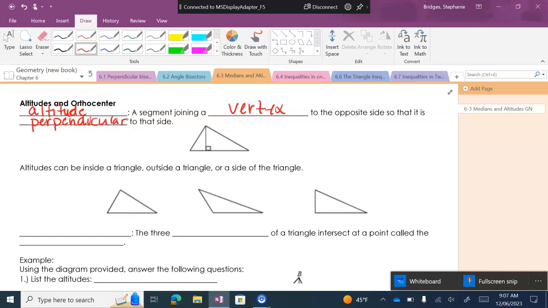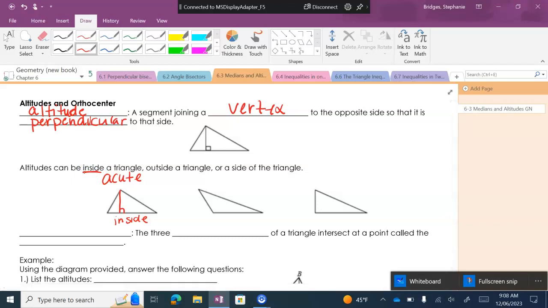Now, what I just want to show you is the altitudes can actually be in three positions depending on what kind of triangles we have. What are the three types of triangles according to our angles? Acute, obtuse, and right. Okay. So looking at that first picture, what kind of triangle does that look like? Acute. Okay. So this one looks like an acute triangle, and so my altitude is actually going to be inside the triangle. Okay, it says it can be inside.